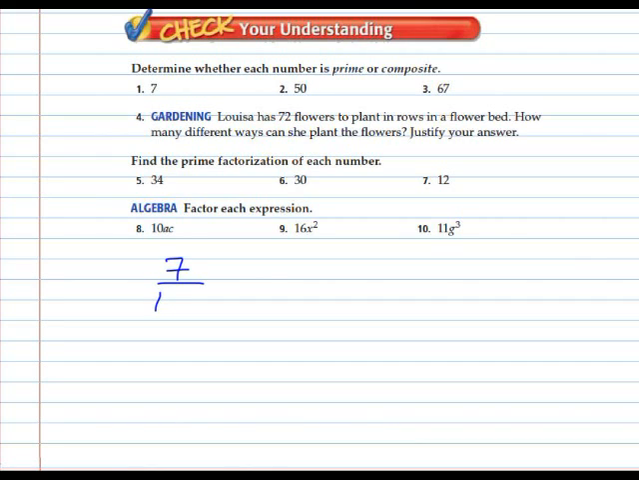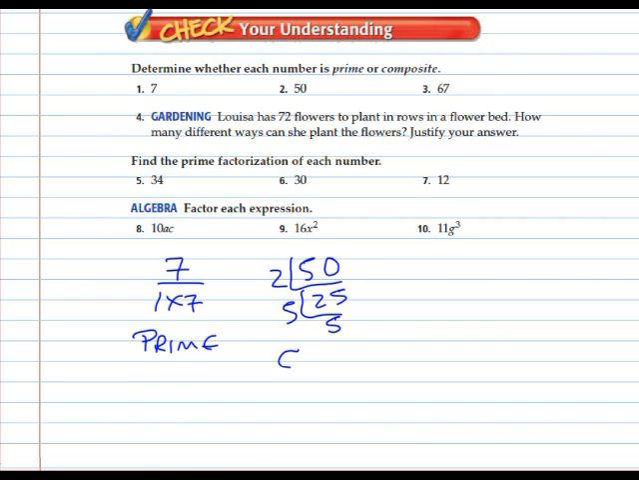Determine whether each number is prime or composite. 7 is a prime number because its only factors are 1 and 7. You can't divide it by 2 or 3 or 5. It is a prime number. We'll show you some tests a little later on to help you with that. Students should memorize prime numbers less than 100. It's really not that hard.